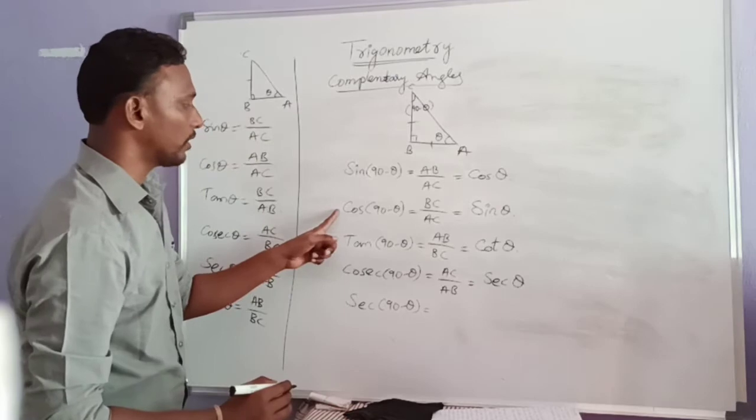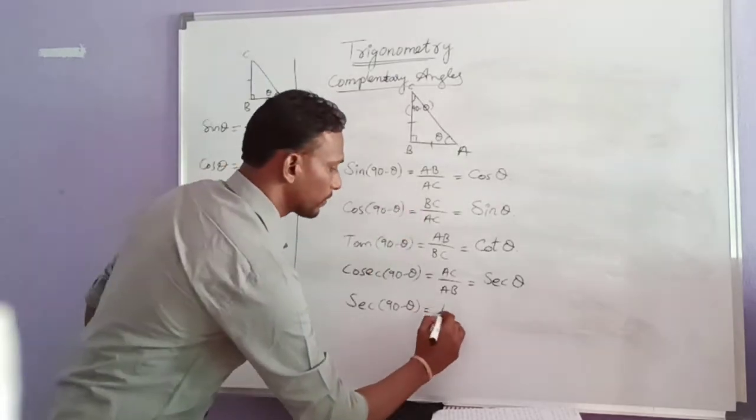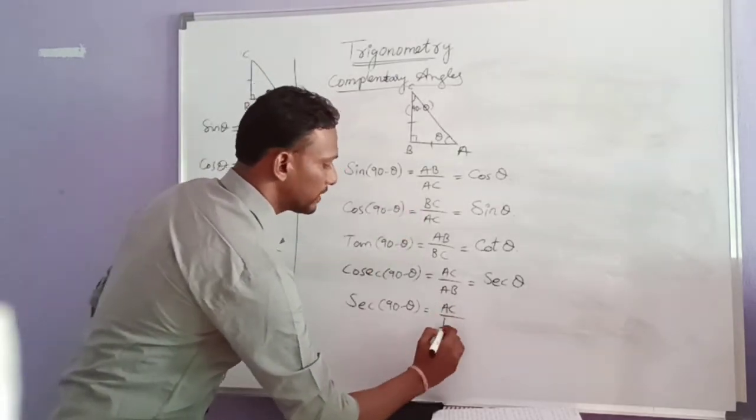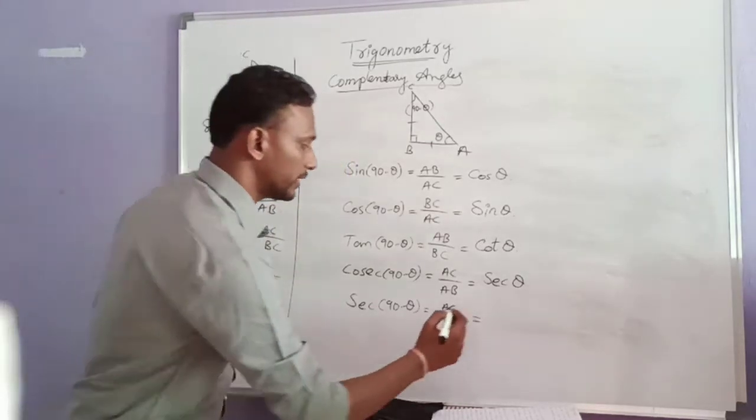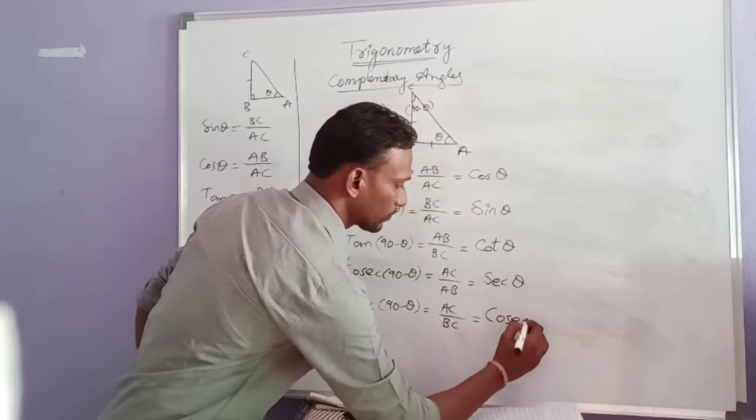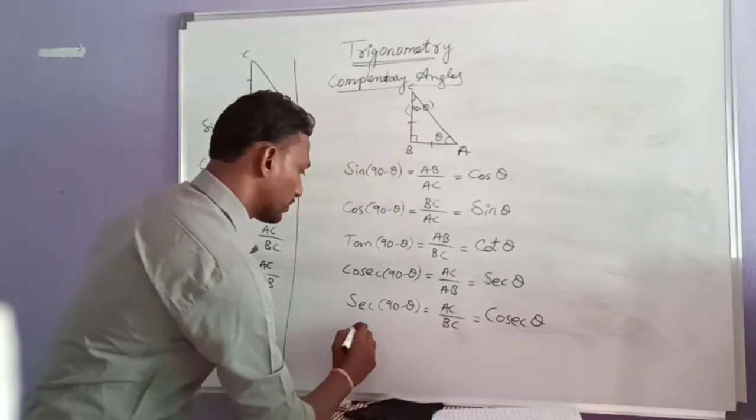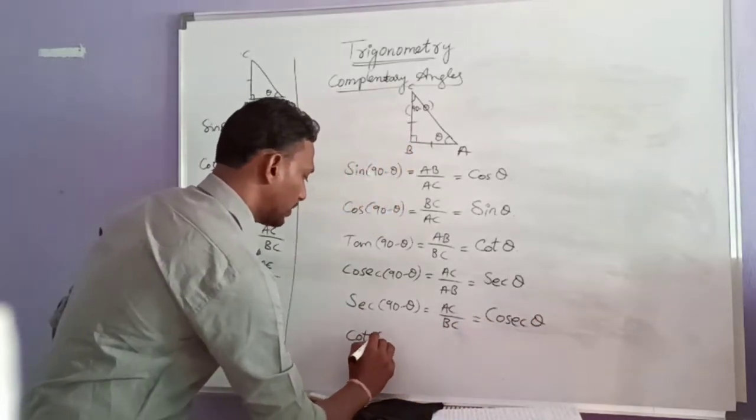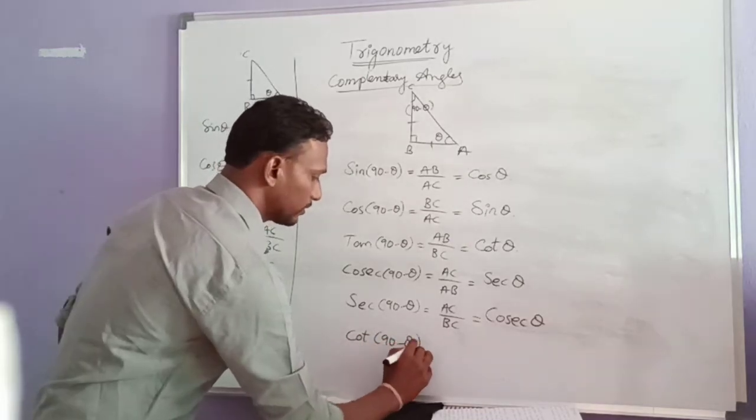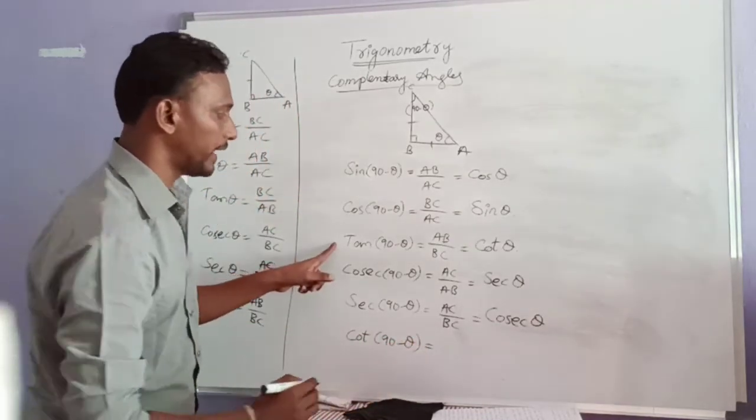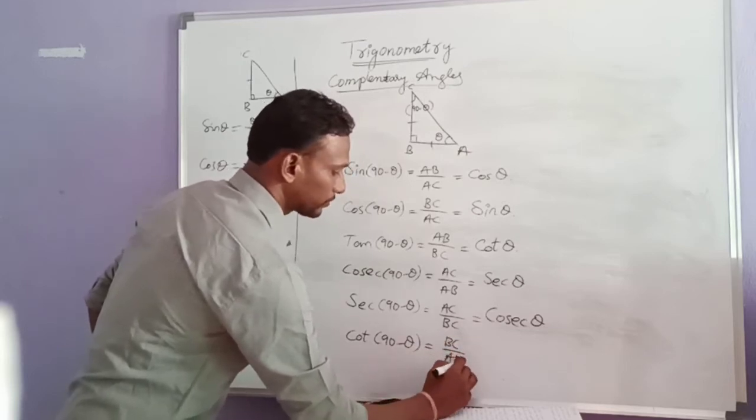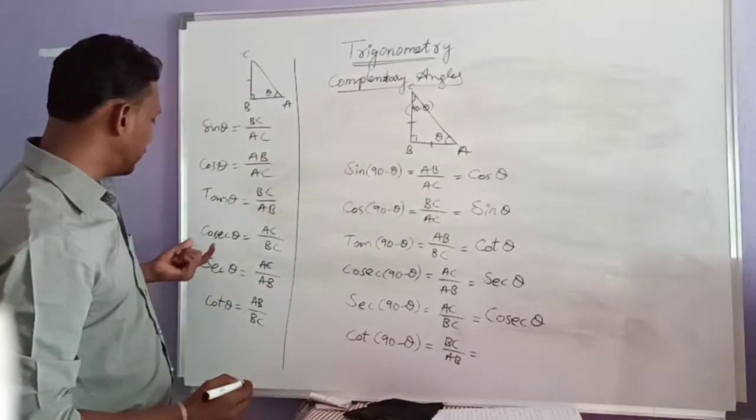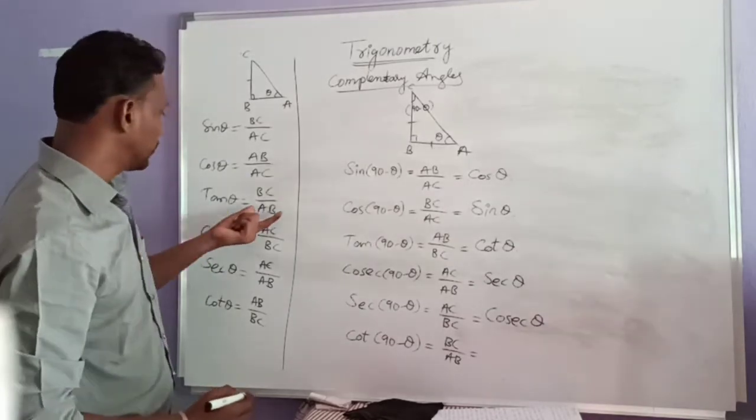Sec is nothing but reciprocal of cos. So AC by BC. AC by BC is nothing but cosec theta. So last one, cot 90 minus theta. Cot is reciprocal of tan. So BC by AB. So BC by AB is nothing but tan theta.